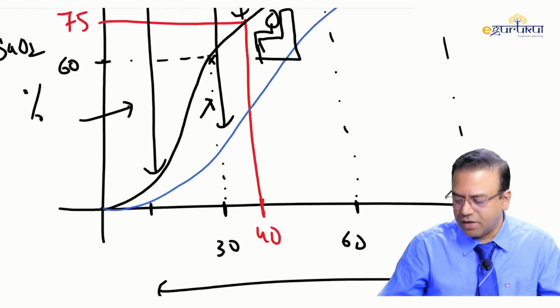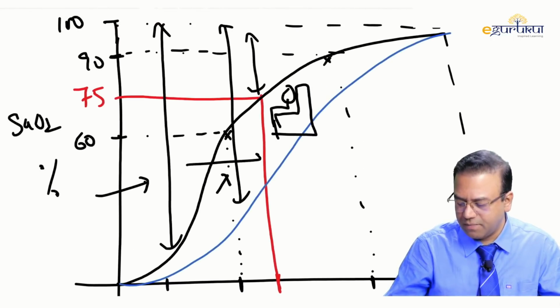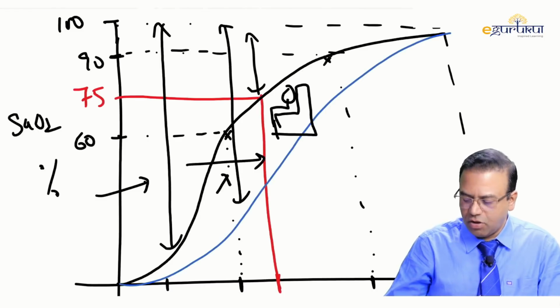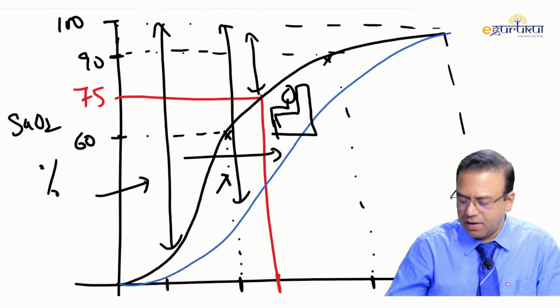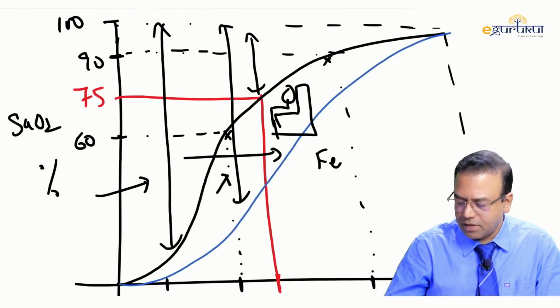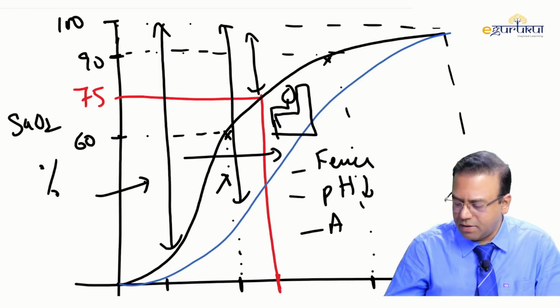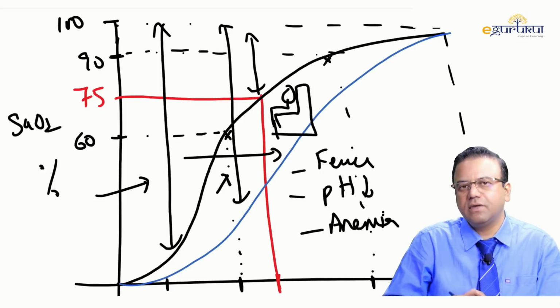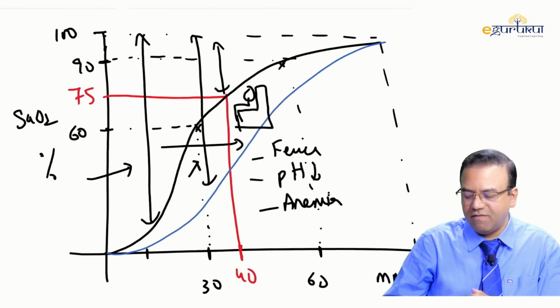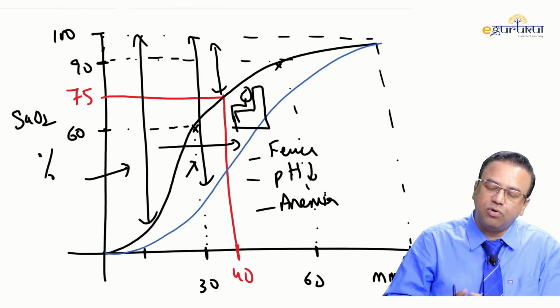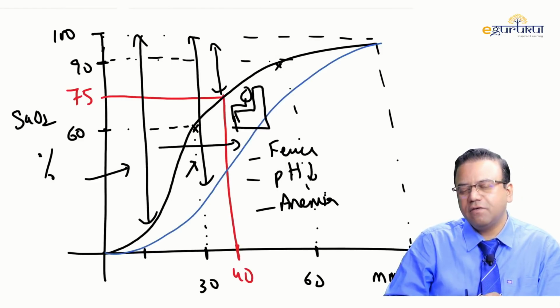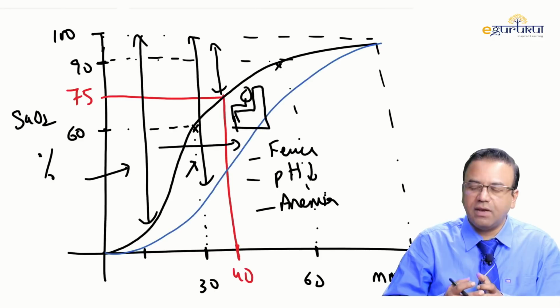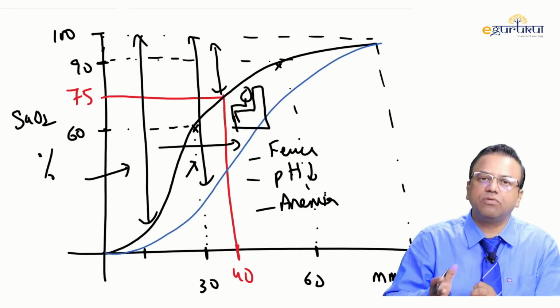So what are the conditions that cause right shift of the oxygen dissociation graph? The right shift of the oxygen dissociation graph is caused by fever, it is caused by acidosis, it is caused by anemia. Naturally, imagine if the hemoglobin percentage is less, the amount of hemoglobin available is that much only, and that has to do the best job it can. And imagine if that hemoglobin, only a few are there, let's say, and they are passing through without giving oxygen to the tissue.